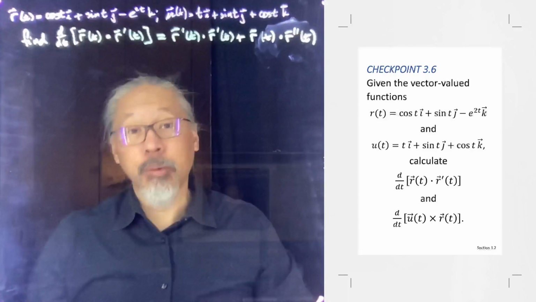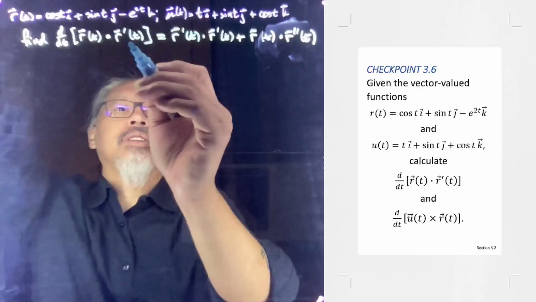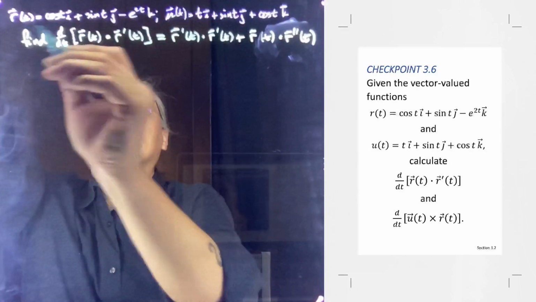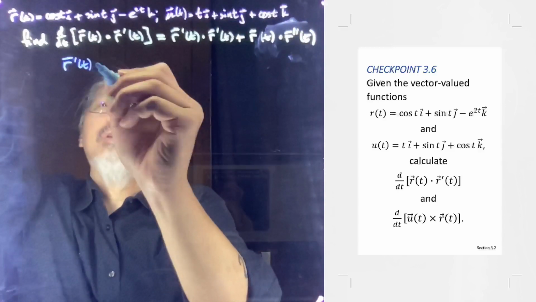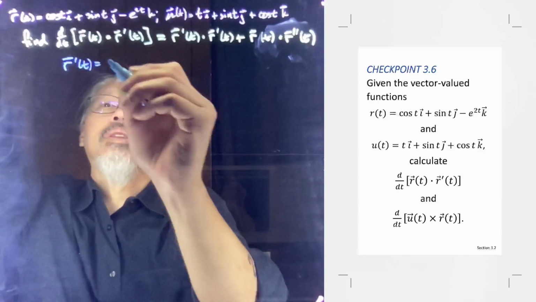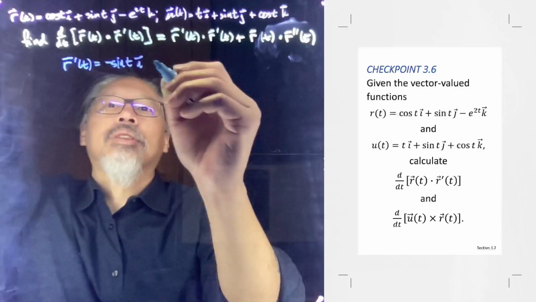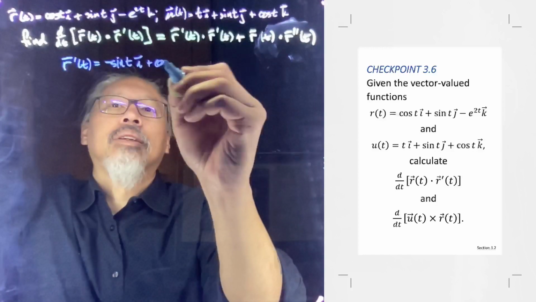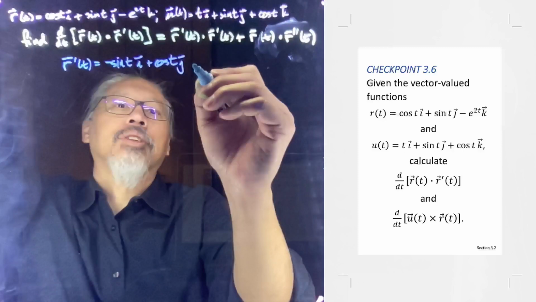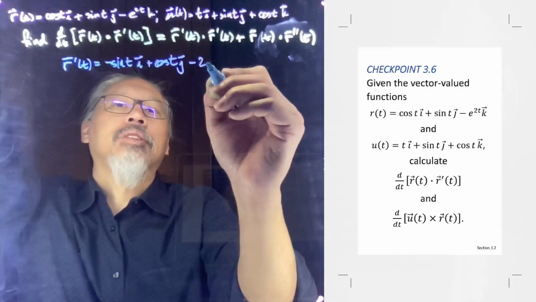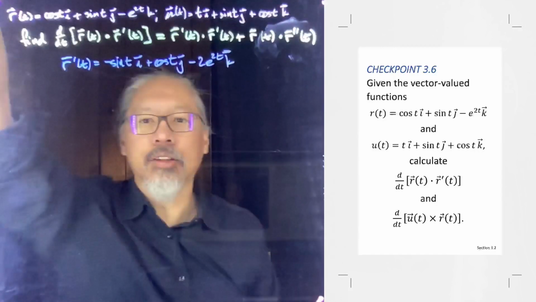All right, so before we dive into that, we need to find a couple of things. We need to find out the first and second derivatives of r. So that's r prime of t is equal to the derivative of cosine is negative sine. The derivative of sine is positive cosine. And the derivative of the exponential, it's still a negative 2e to the 2t. Okay, that's our first derivative.